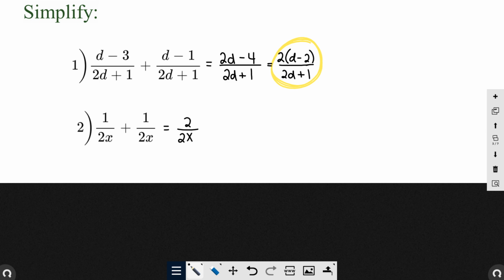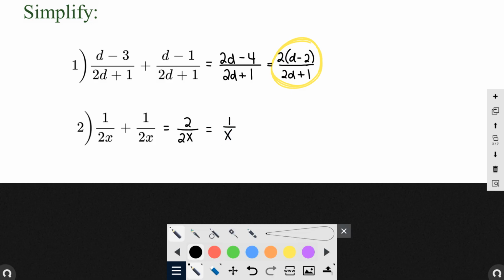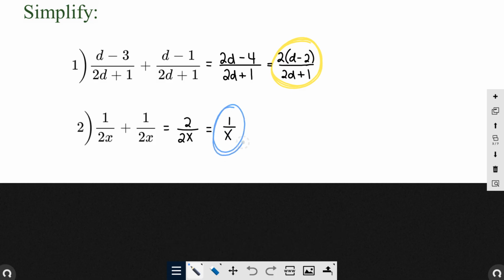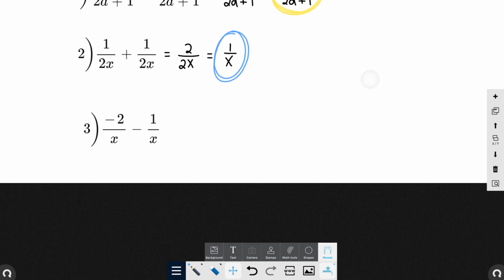You can. All that's being multiplied, right? What happens to 2 divided by 2? 1. So this becomes 1 over x. Yep, keep the x in the denominator, so don't move it. So this would be our final answer. Just do this one. All right, question 3. There you go. Write that one down.